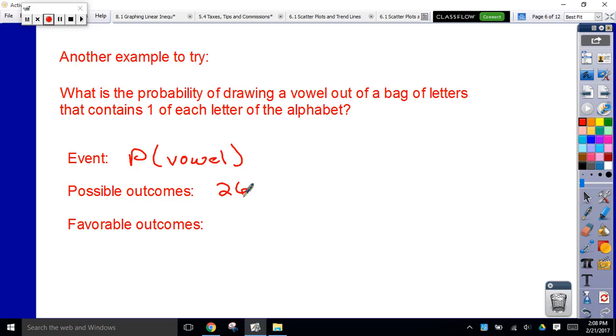Four. Yeah, counting Y would be 6. We're not going to count Y, so we'll just stick with the standard vowels, A, E, I, O, U. So there are 5. So the probability that we're going to draw a vowel is what? 5 over 26. 5 over 26, good.